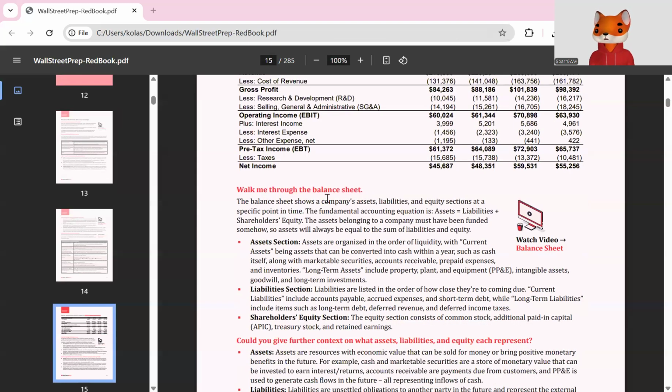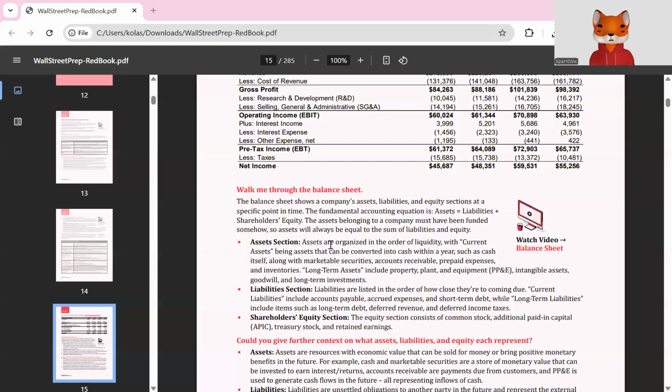So what are the items present in the balance sheet? The balance sheet shows a company's assets, liabilities, and equity sections at a specific point in time. The fundamental accounting equation is assets equal liabilities plus shareholders' equity. The assets belonging to a company must have been funded somehow. So assets will always be equal to the sum of liabilities and equity.